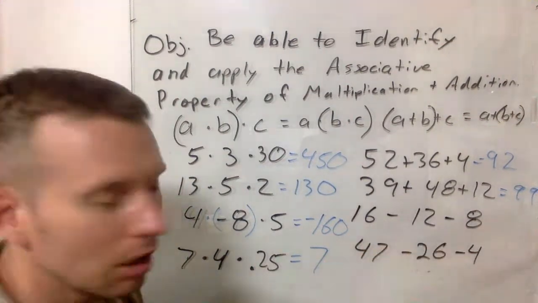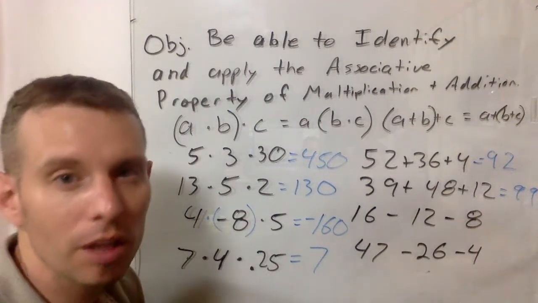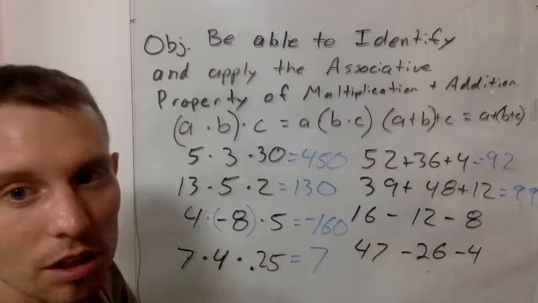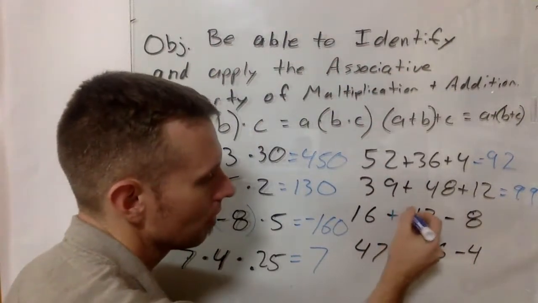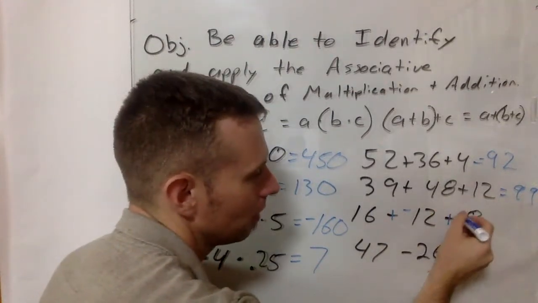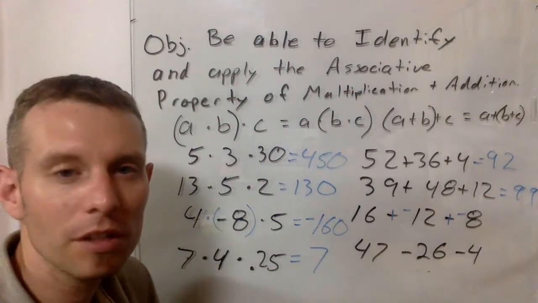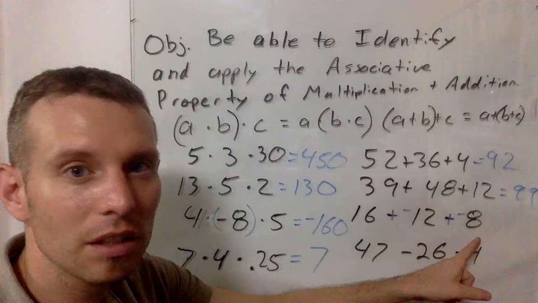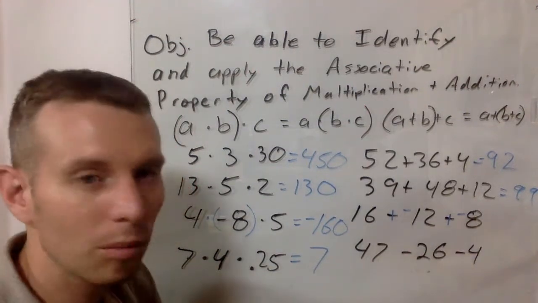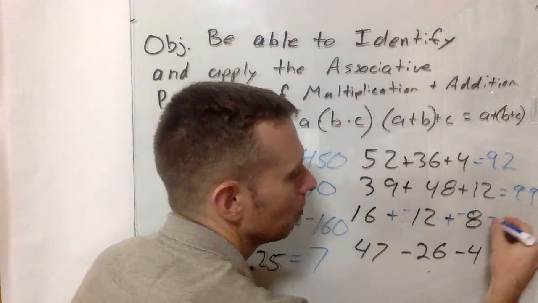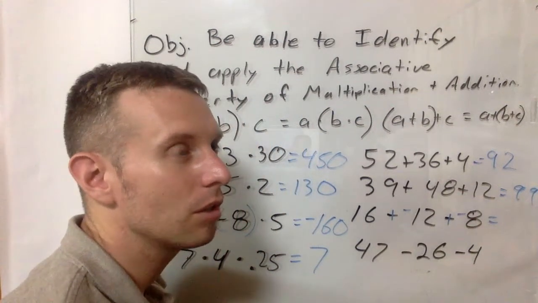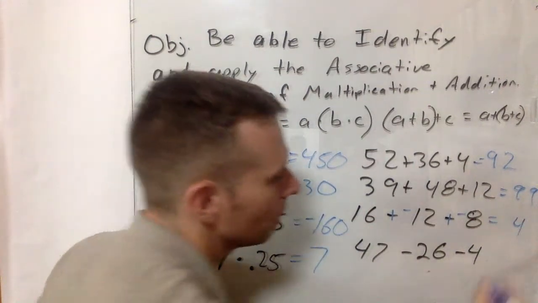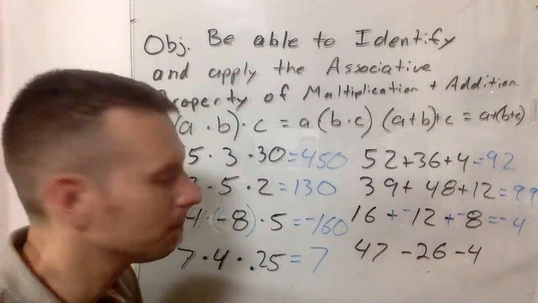16 minus 12 minus 8. Now, here we have some subtraction, but we said this only works for the associative property of addition, so we know to change these to add the opposite. Now look at what we have. We have an addition problem. Negative 12 plus negative 8 is negative 20. And negative 20 plus 16, bigger number, 20 minus 16, smaller number, that gives us 4. The sign of the bigger number, the negative 20 was bigger, that gives us negative 4.